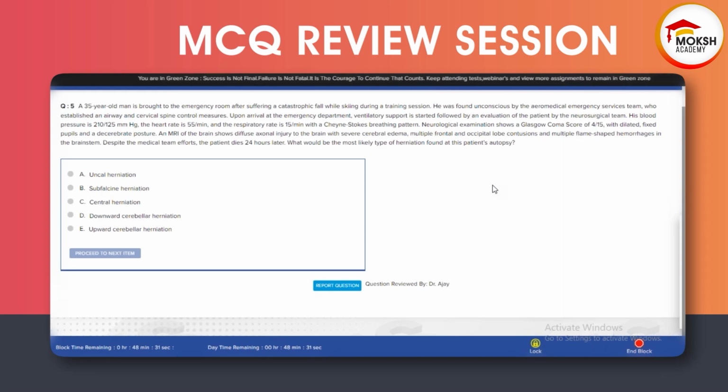Which of the following types of herniation is most likely found in this patient's autopsy? Uncal herniation, subfalcine herniation, central herniation, downward cerebellar herniation, or upward cerebellar herniation.